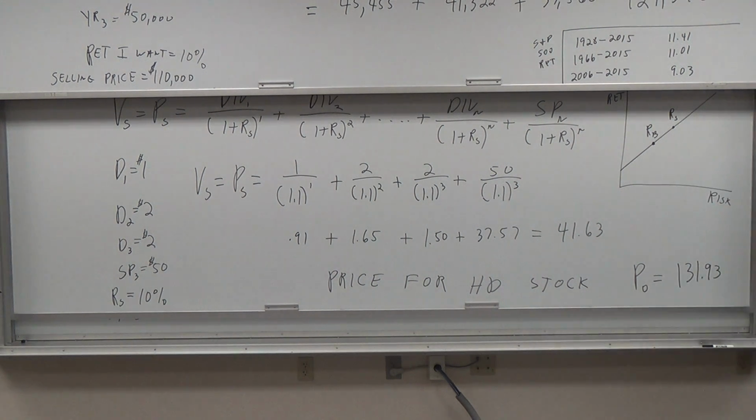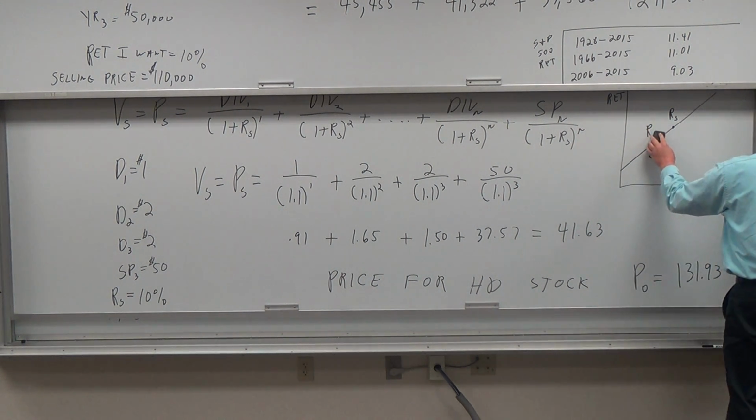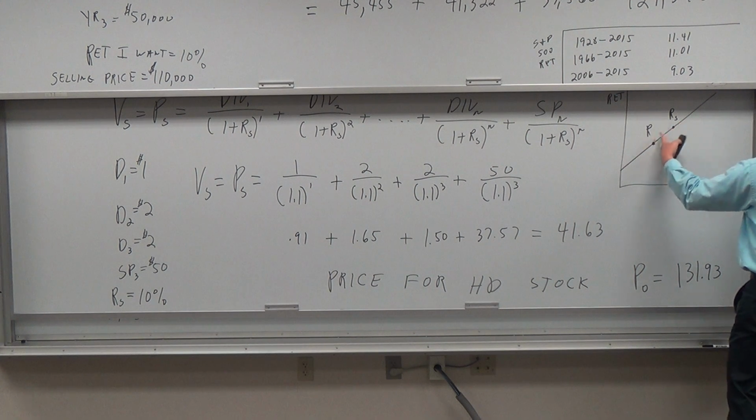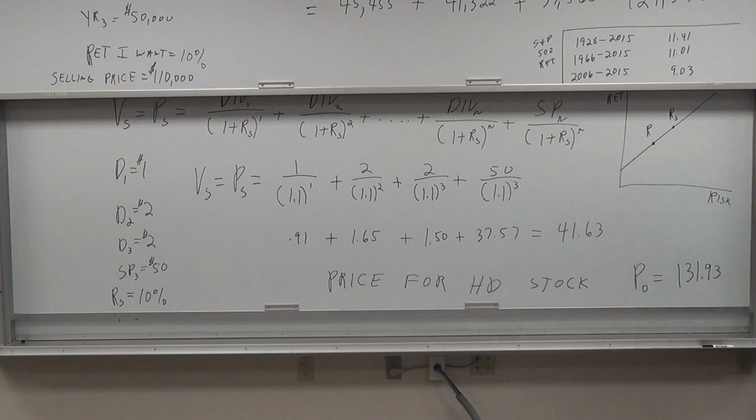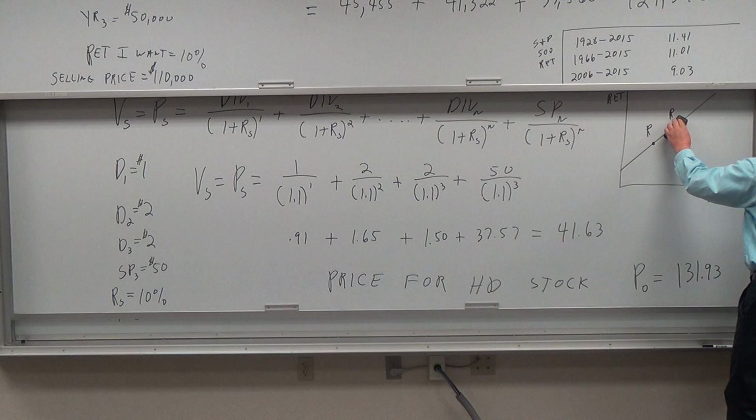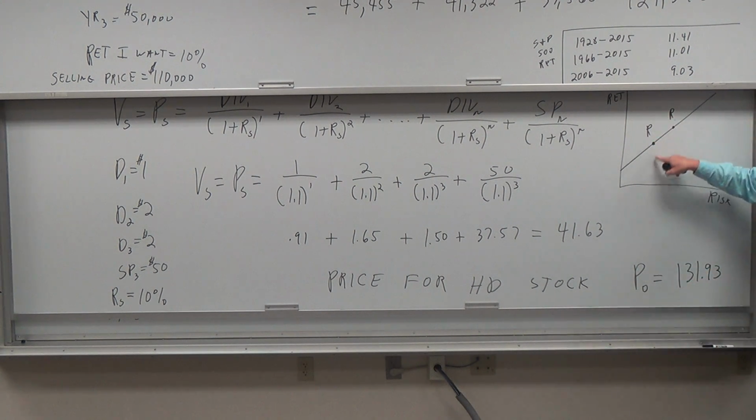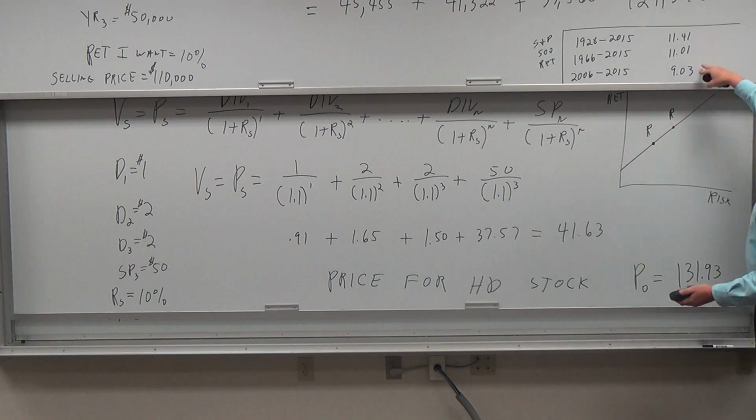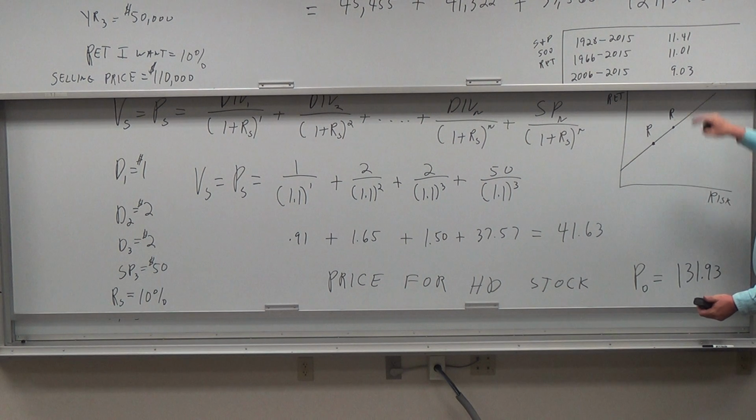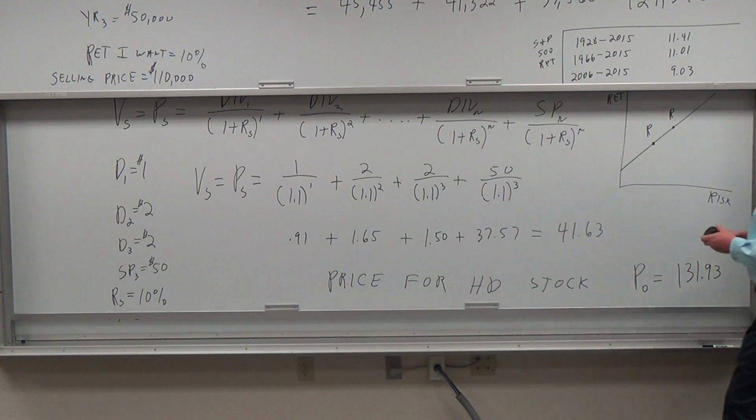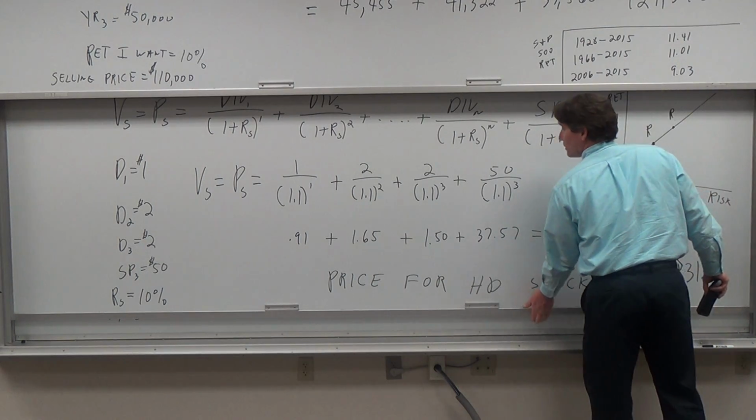So I assume that if this is going to be the S&P 500, I think my return on Home Depot stock should be a little bit higher. So I'm going to call this S&P 500 return. I'll call this Home Depot stock. So no matter which number I look at, anywhere from 9 to 11.4, I think Home Depot stock is going to be a little bit riskier. So I want a 12% return.